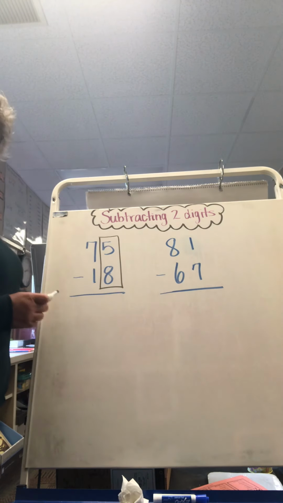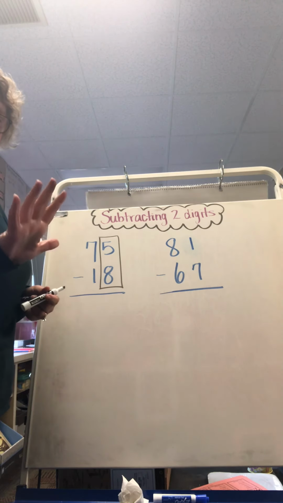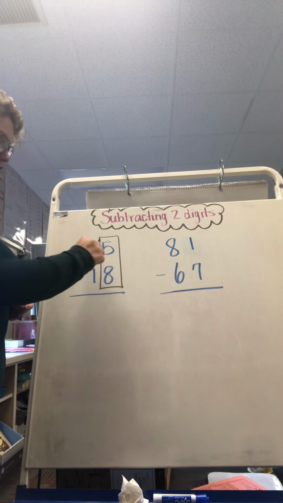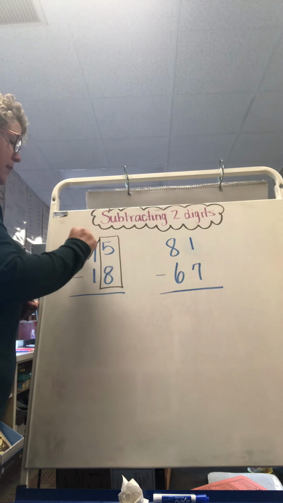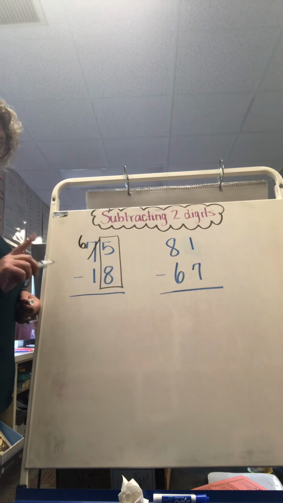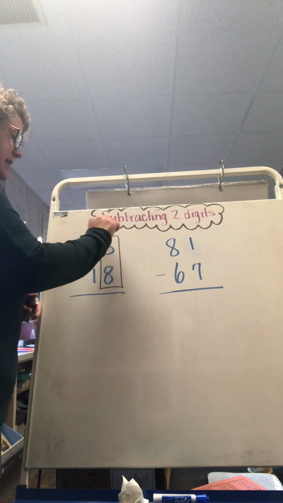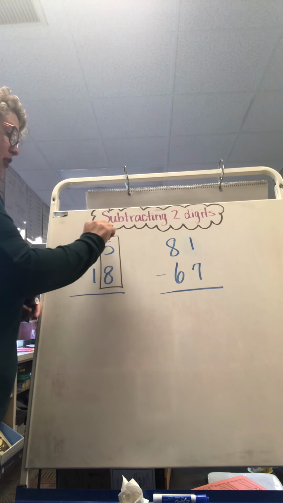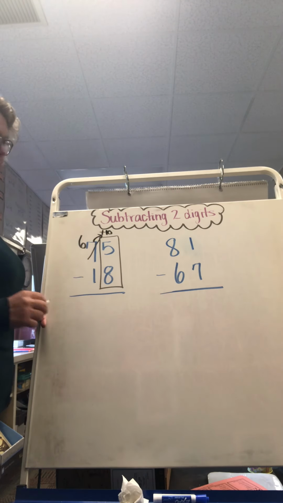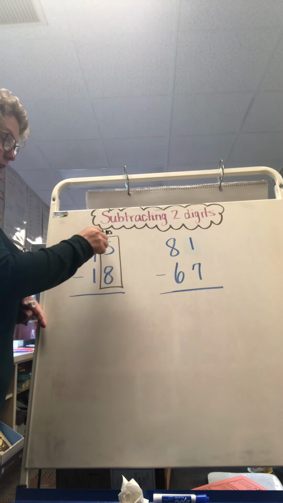I have 5 and 8. If I have 5, I cannot take 8 from that. So I need to go next door to my tens. I need to borrow a group of 10. So instead of 7 tens, I now have 6 tens. And I'm going to give that group of tens to my ones place. Now, instead of having 5, I have 15 because 10 plus 5 is 15.